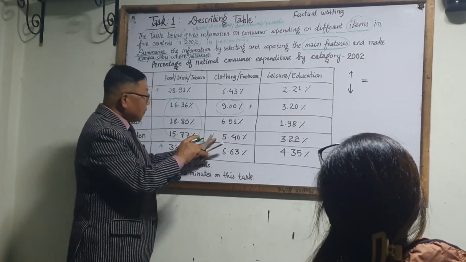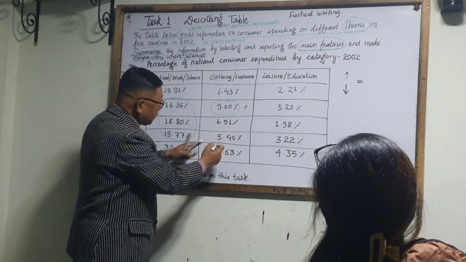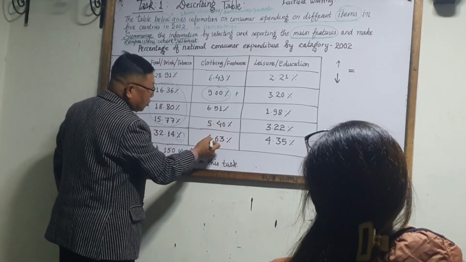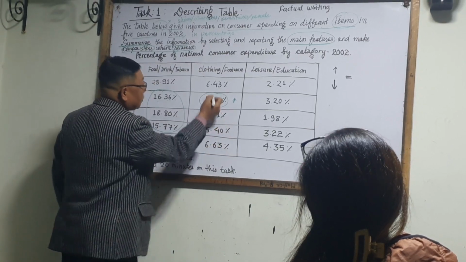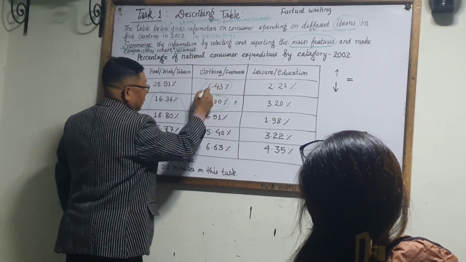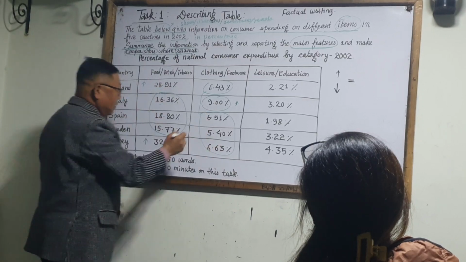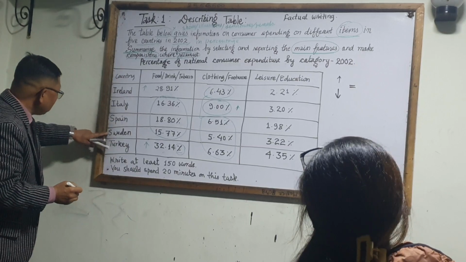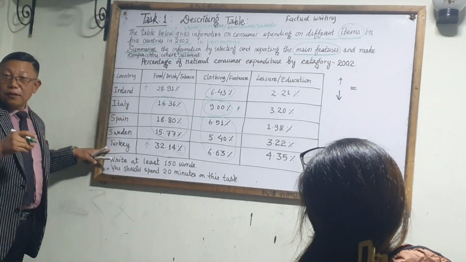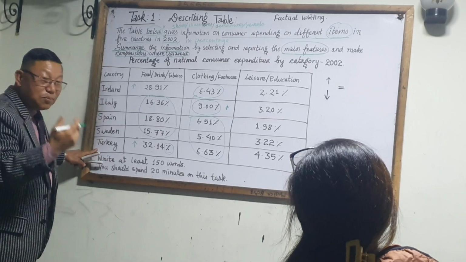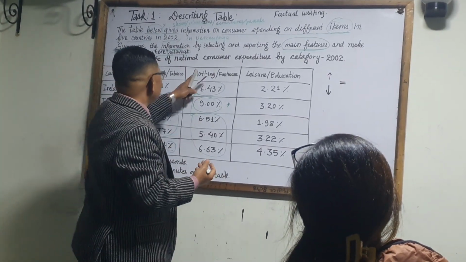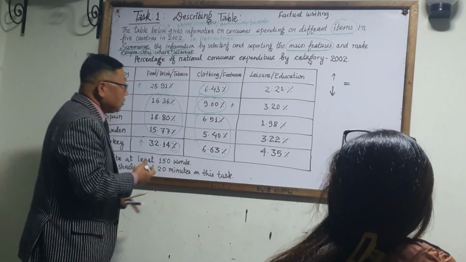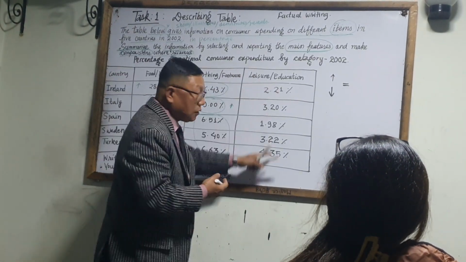Look here. Now you can find similarity. 5.40 meaning near to 6, nearly 6. 6.63, 6.51, 6.03. Okay. So how can we say that Ireland, Spain, Sweden and Turkey had got approximately similar consumption on clothing and footwear? Yeah? Yes, sir. Okay.